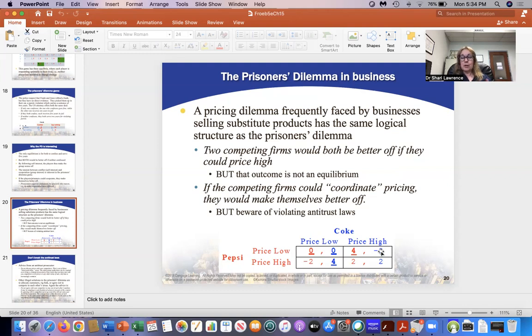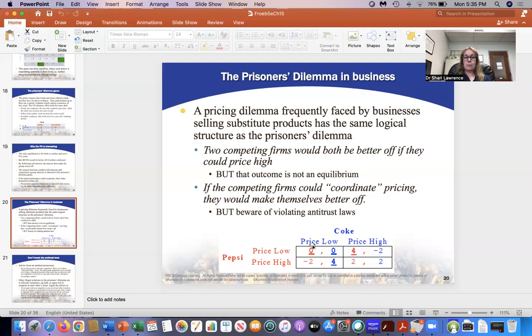Now, you could argue this, I mean, forget about all the numbers. You could argue this and say, well, people are really brand loyal to Coke and Pepsi, so they won't substitute. But that's not the issue here. That's not in the discussion here. We're just strictly looking at this game theory. But anyway, back to this.